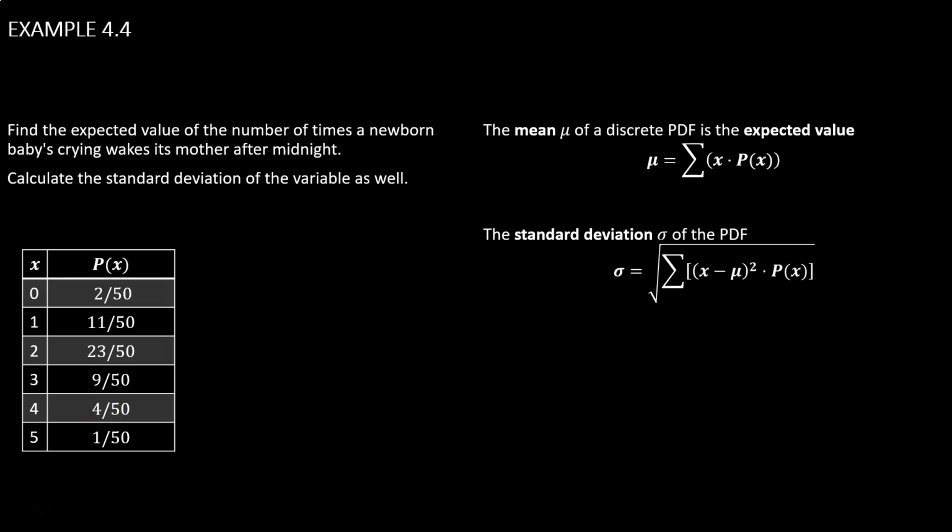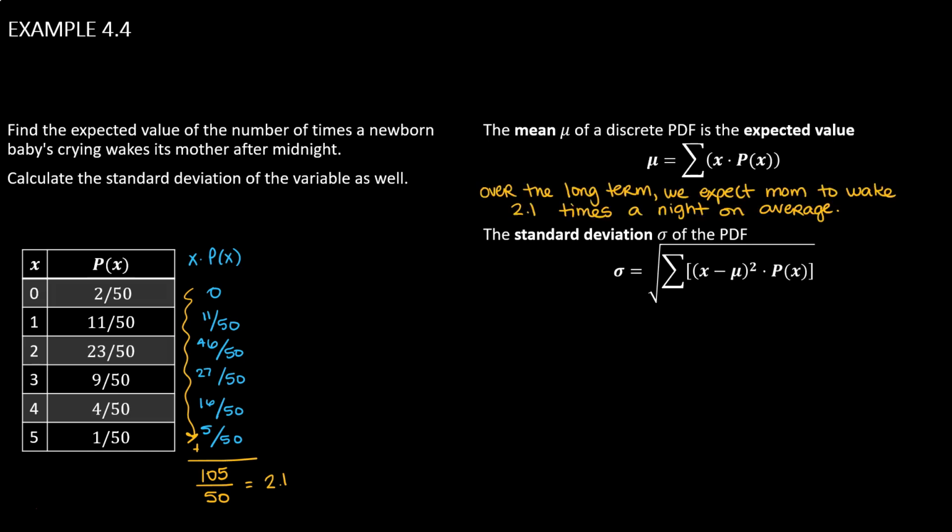If we want to calculate the mean or the long-term average, or we can also call this the expected value of this probability distribution, we can do it by starting off with adding a new column into our table. This column will represent each variable value multiplied to the corresponding probability. So we'll multiply each value to the corresponding probability and record that in this new column. Next, we'll add all of those products together, and the sum of those products is the mean, the expected value, the long-term average. So over the long term, we expect mom to wake 2.1 times a night on average.